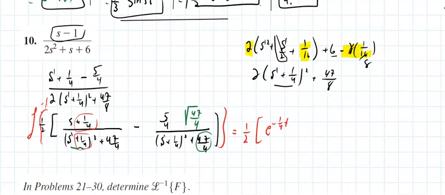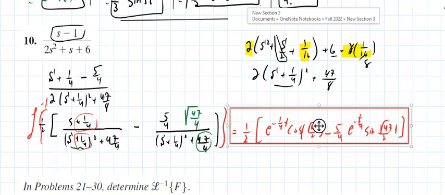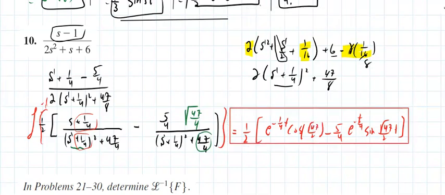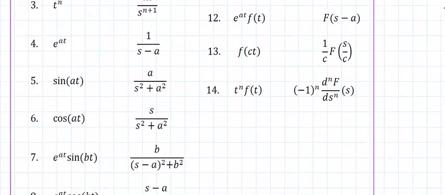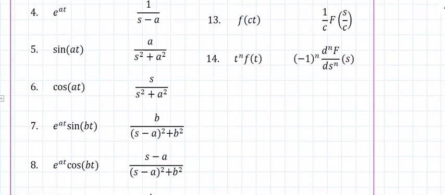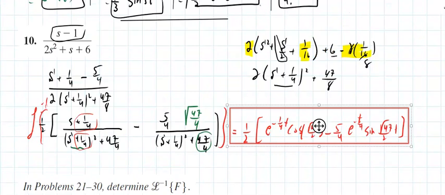That becomes s over, so the cosine of the square root of 47 over 2 t minus 5/4 e to the negative t over 4, or 1/4 t, the sine of square root of 47 over 2 t. And we know this one right here is, let's see, which one is that? The shifting with the e, that's by 8 and 7. This is by 8, and this is by 7.